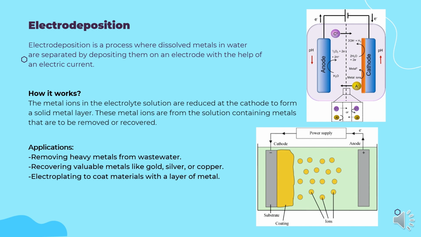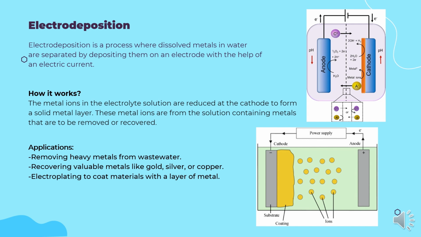So what is electrodeposition? Electrodeposition is a process where dissolved metals in water are separated by depositing them on an electrode with the help of an electric current. If you want to know how we create electrodeposition using electrochemical cells, it consists of two conductive or semiconductive electrodes that are immersed in an electrolyte. So basically, we need to have one cathode and one anode immersed in the electrolyte.